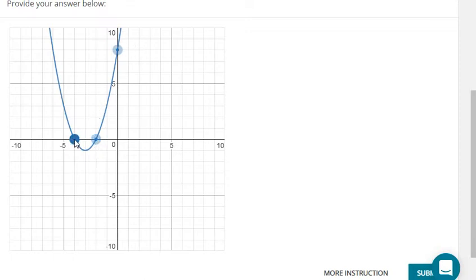So let's just double check these. I think if you click on them, it'll give you the coordinates. Do all the coordinates line up with what we think they should? Yeah. Take a look at the vertex. Negative 3 and negative 1. Everything looks like it's matching what we expect it to.